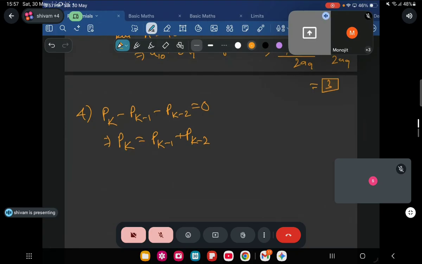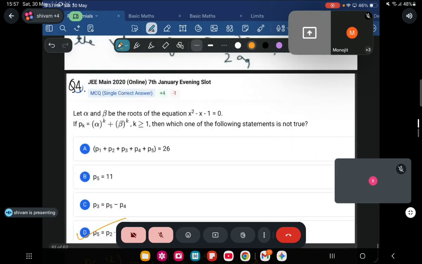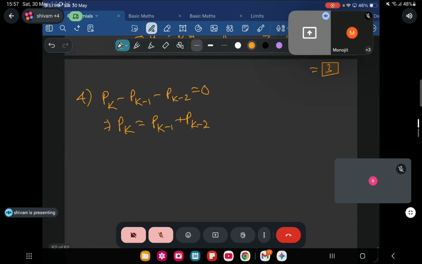Right? What do we need to find out? Tell me. We need to find out P5, P2, P3, all these things. First of all, alpha plus beta. Tell me, what is alpha plus beta? Alpha plus beta is equal to P1, right? Alpha plus beta is equal to minus B by A. So that will give us 1. Tell me.